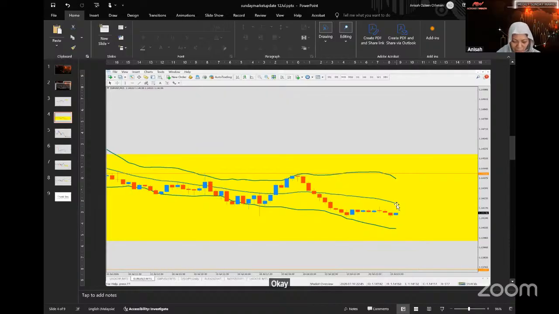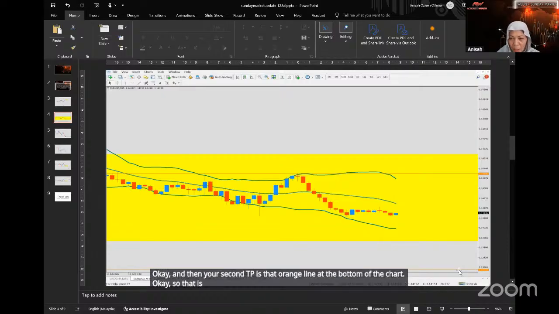Once we do that, our first target is at 1.3944, which is the bottom of that rectangle. And then your second TP is that orange line at the bottom of the chart. That is actually major trend support, which is 1.13747.